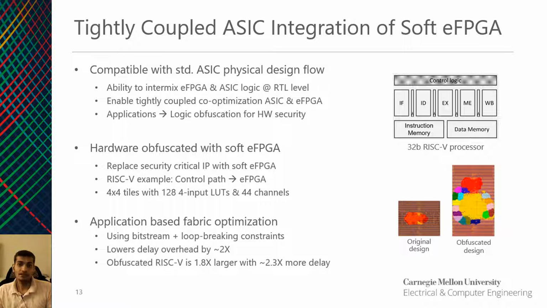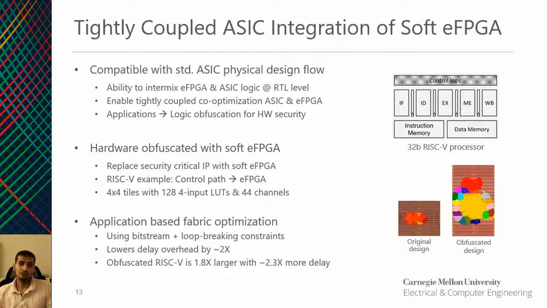Compatibility with standard ASIC flow means that we can tightly mix eFPGA and ASIC at the RTL level. Such implementations have applications in logic obfuscation for hardware security. We demonstrate one such example by obfuscating the control logic of a 32-bit RISC-V processor and replacing it with a small eFPGA. The eFPGA has 16 CLBs with 124 4-input LUTs and 44 channels.